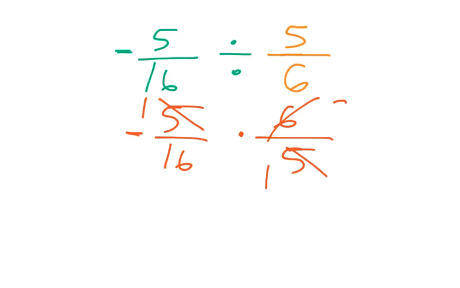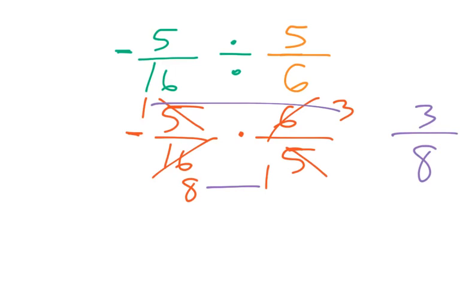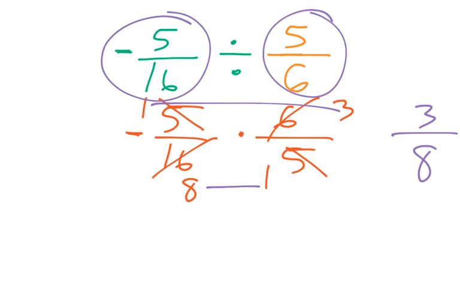2 goes into 6 3 times. 2 goes into 16 8 times. Now we can multiply straight across. 1 times 3 is 3. 8 times 1, 8. And now I'll worry about my sign. A negative fraction divided by a positive fraction makes our final answer negative. Okay? So final answer is negative 3/8.